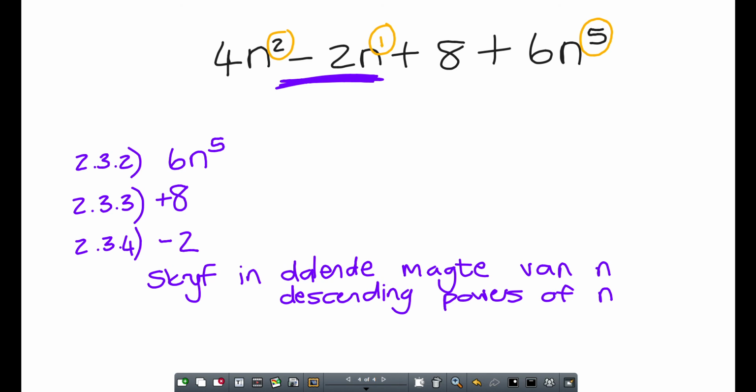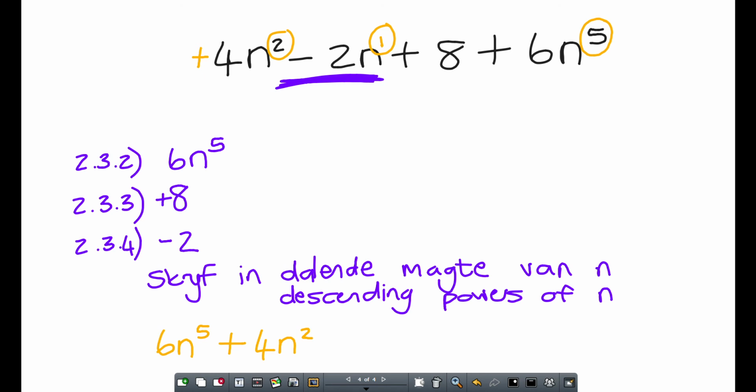Kom ons kyk gou-gou. Dalende magte van n. So I'm going to look at the powers of n. So the highest one, because I'm doing descending, omdat dit dalend is, moet ek mos gaan van groot na klein. My hoogste mag was daai tot die mag 5. So dan gaan ek begin en sê 6n tot die mag 5. Kyk gou wat's die teken voor hom, né? That's a plus. You don't have to write the plus there, but if you want to, you could. Okay, then after the 5, what's the next one? Dan gaan hierdie wees tot die mag 2. But what's written in front of this 4? A plus. So dan gaan ek hê plus 4n tot die mag 2.